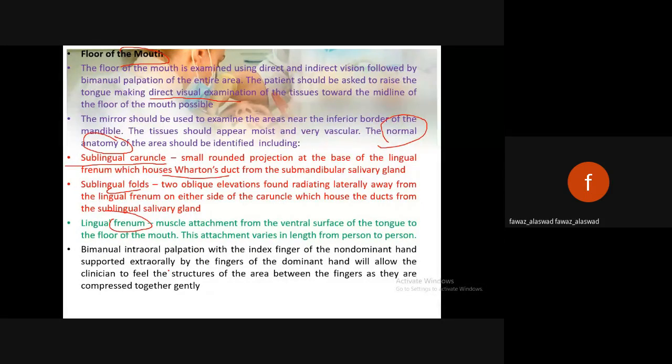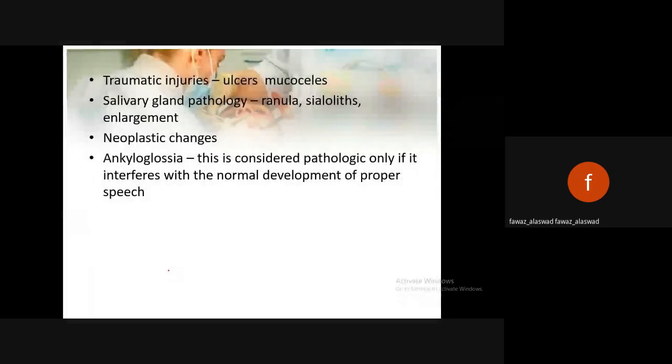Another anatomical variation: sometimes a ranula presents on the floor of the mouth, or sialolithiasis, that is to say a stone, may be present. Sometimes it is associated with a mucocele. One of the anatomical variations is ankyloglossia, which is considered pathogenic only if it interferes with normal development, affects speech, or affects eating.